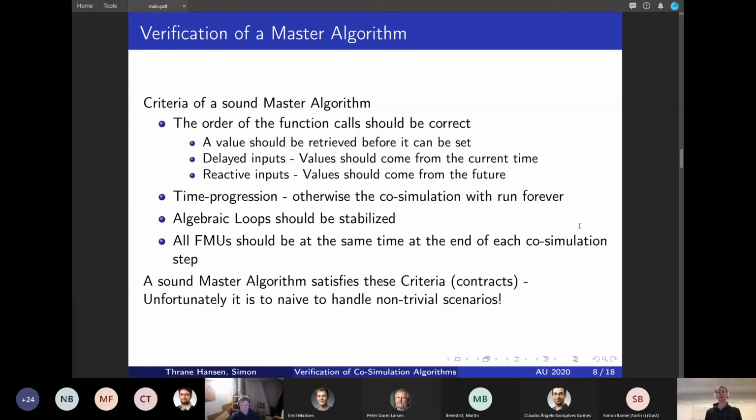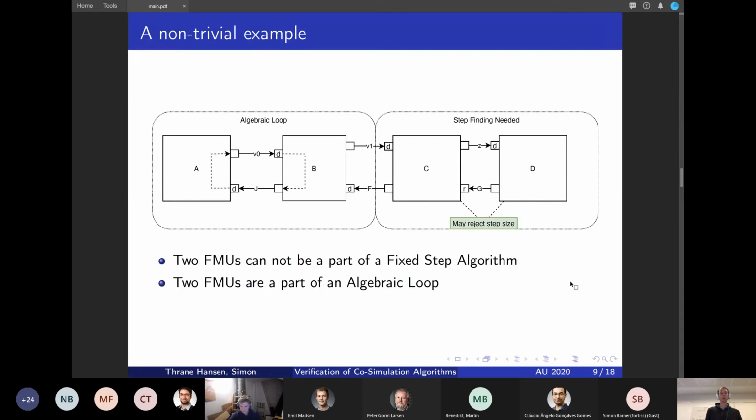So basically, we could just say, okay, a sound master algorithm should satisfy all these criteria that we have here. Unfortunately, that turns out to be a bit naive, since then we will not be able to handle non-trivial co-simulation examples. And I have an example of that. Here you can see we have 4 FMUs, where 2 of them are involved in an algebraic loop. And we have 2 FMUs over here that cannot be a part of a fixed step co-simulation algorithm, since FMU C and D might reject to perform a given do step.